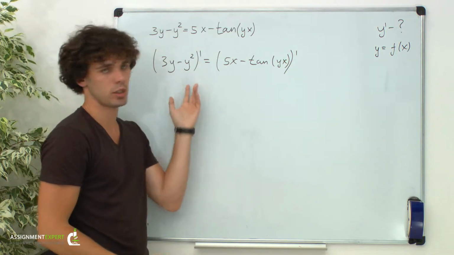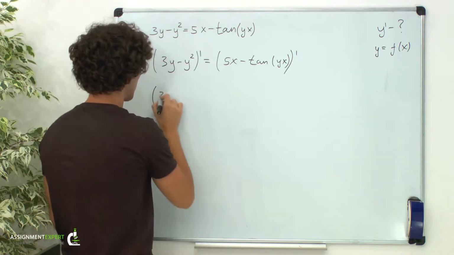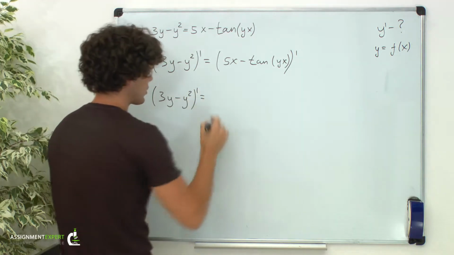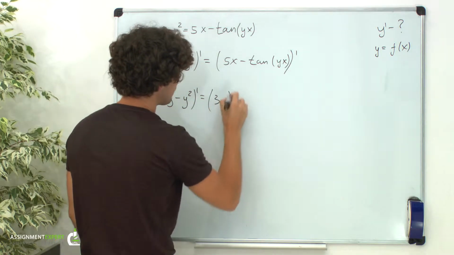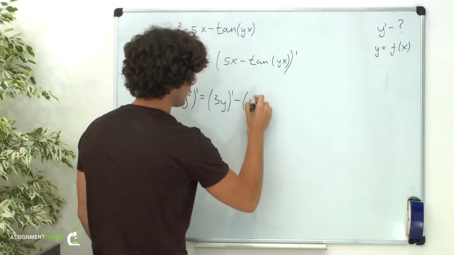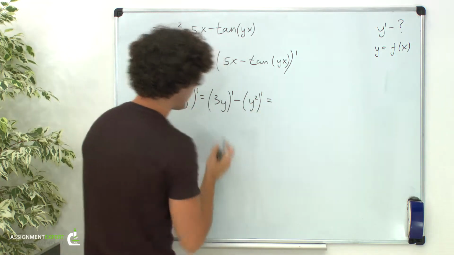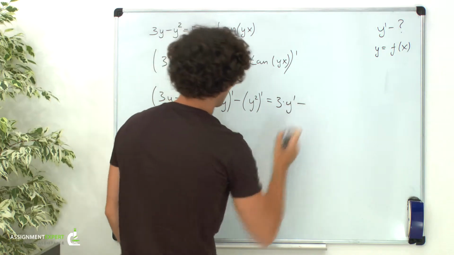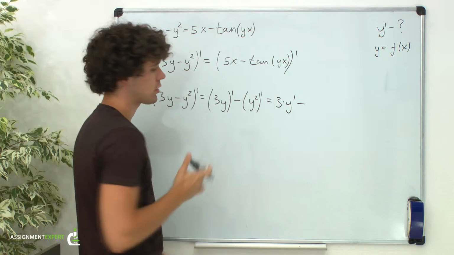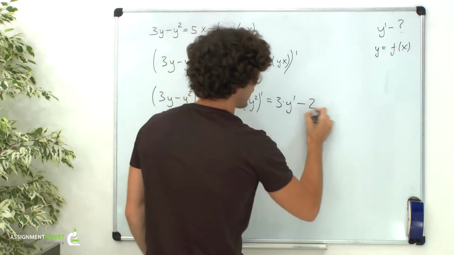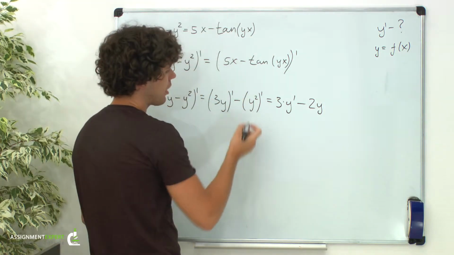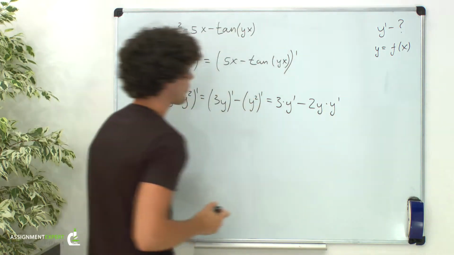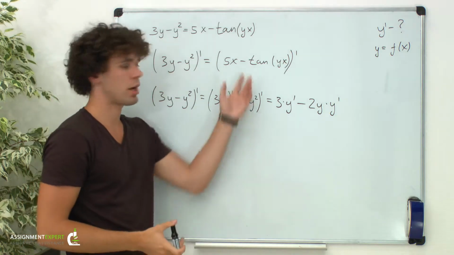We'll begin with the left part. Derivative of 3y minus y squared is derivative of 3y minus derivative of y squared. The first term gives us 3 times y prime, and here we have derivative of a squared function, which is 2y, and we multiply it by the derivative of the inside function, y prime. Now let's have a look at the right part.